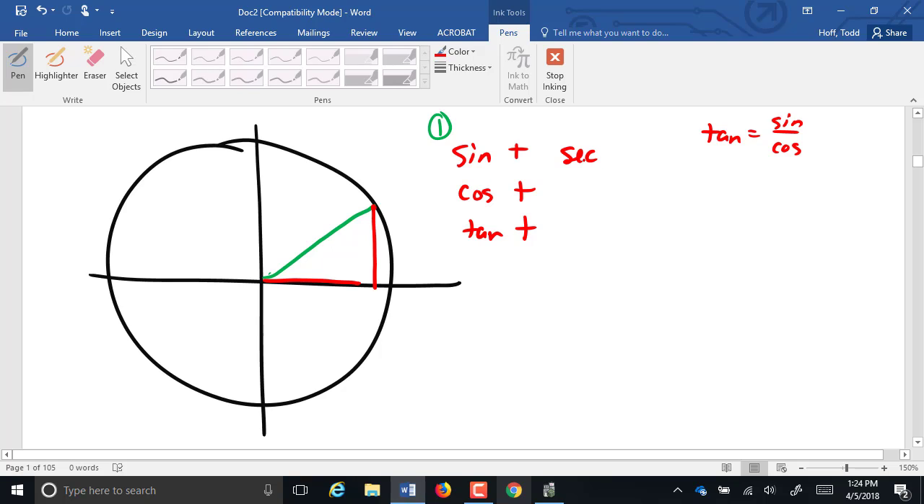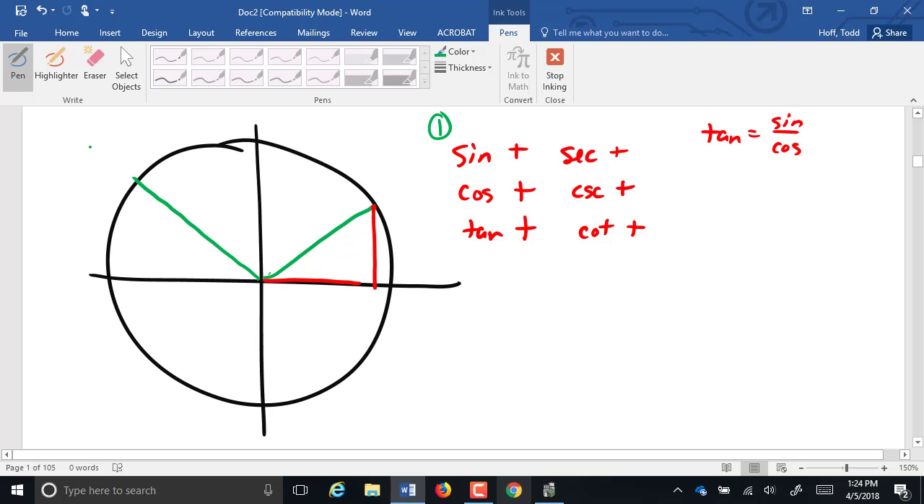Secant, 1 over cosine, right? Cosine's positive, secant's positive. Cosecant, positive, 1 over sine. If the sine's positive, the cosecant's positive. Cotangent, positive. It's the reciprocal of the tangent.